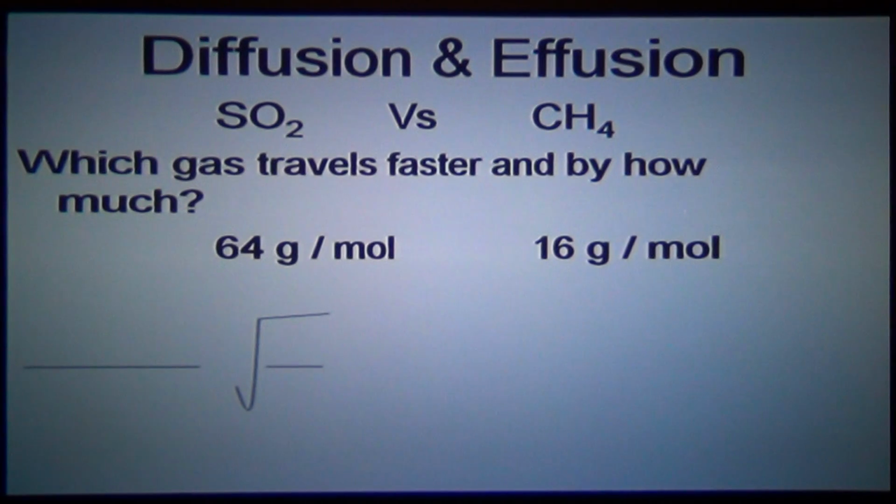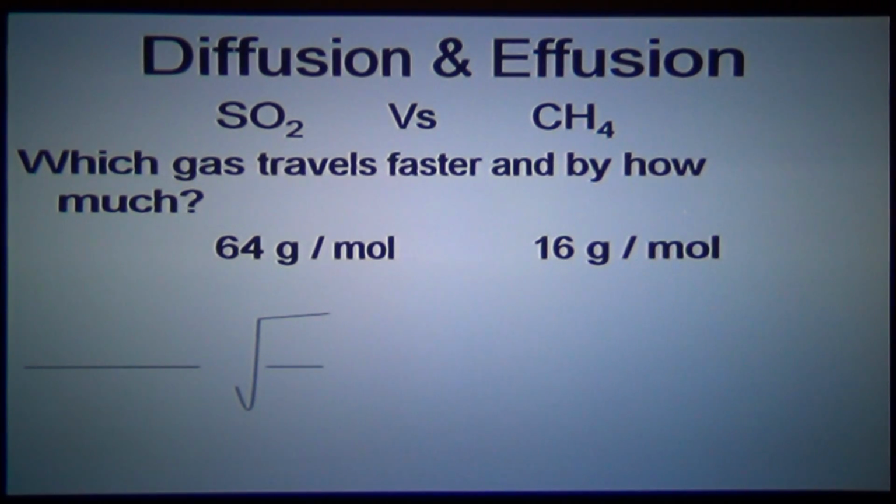Let's compare the relative rates of sulfur dioxide, the SO2, to methane, the CH4. To be able to execute Graham's law, all you need are the molar masses of each one of the gases. The sulfur dioxide, if you use your periodic table and add it up, has a molar mass of 64: 16 for each of the oxygens and 32 for the sulfur. Add all that up and you get your 64. The methane, the CH4, you got 12 for the carbon and 1 for each of the hydrogens from the periodic table. And all that adds up to be 16.